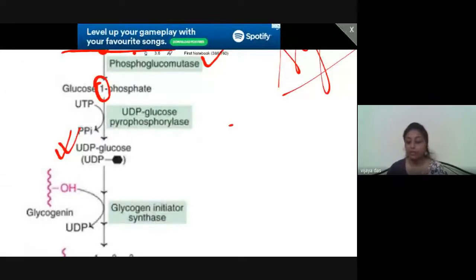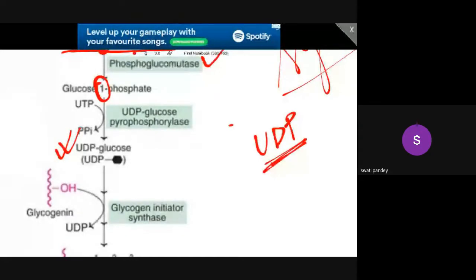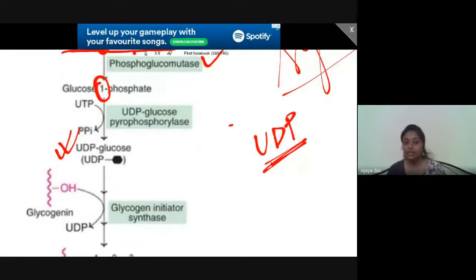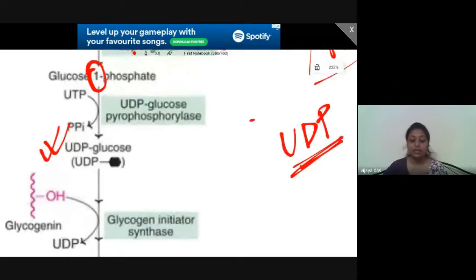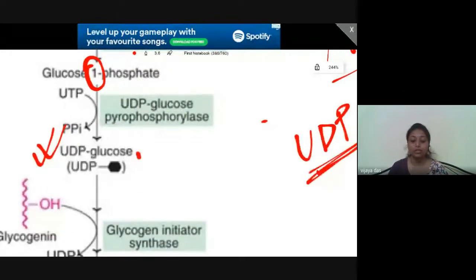Can anyone tell me what this UDP is? Uracil diphosphate. Okay, like we know that there is ATP, there is ADP, right? In the same way, there is UDP. So this is another energy currency molecule. This UDP will bind with the glucose. Glucose alone will not conduct this process. Who will bind with the glucose? The UDP molecule will bind.